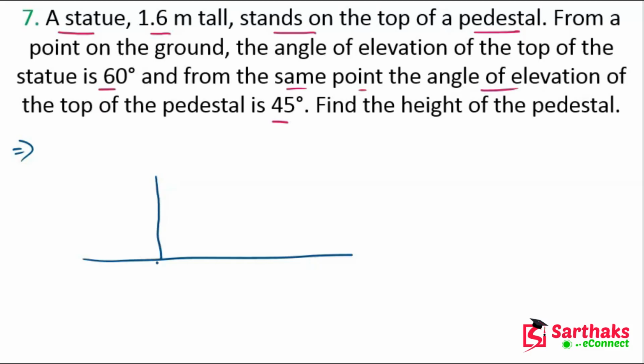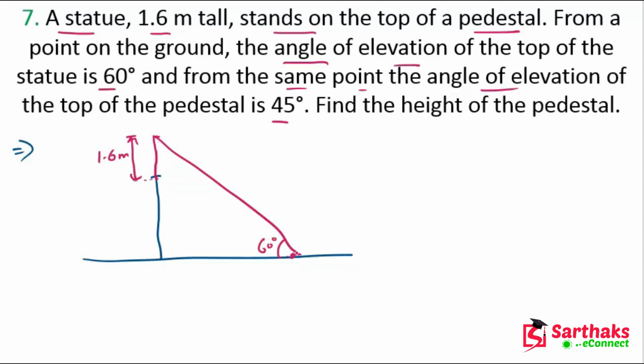Let's suppose this is the pedestal, and on the pedestal there is a statue. There is a statue of 1.6 meter tall. So this distance is 1.6 meter. Now there is a point on the ground like this. It is saying that the angle of elevation of the top of the statue, from this point on the ground, is 60 degree.